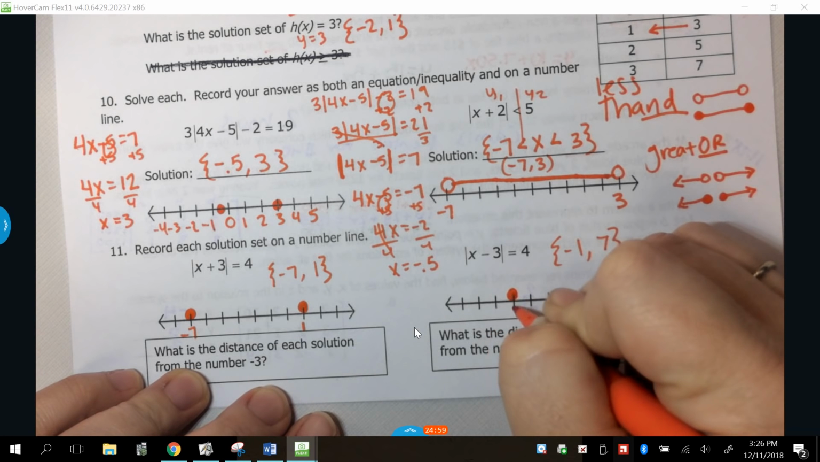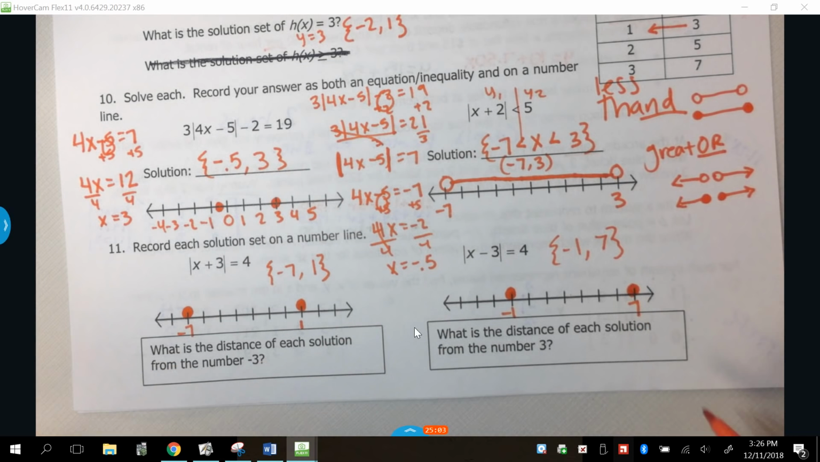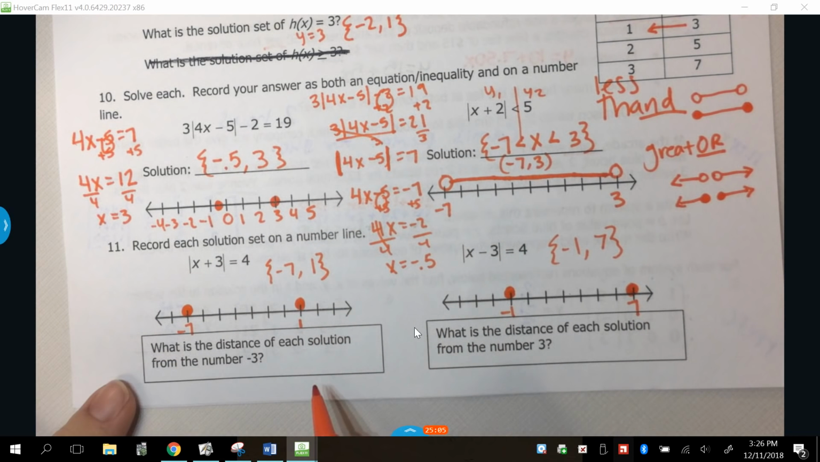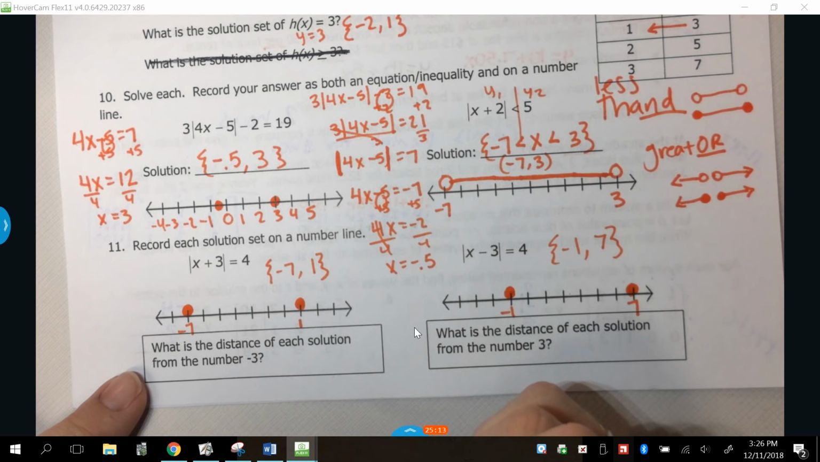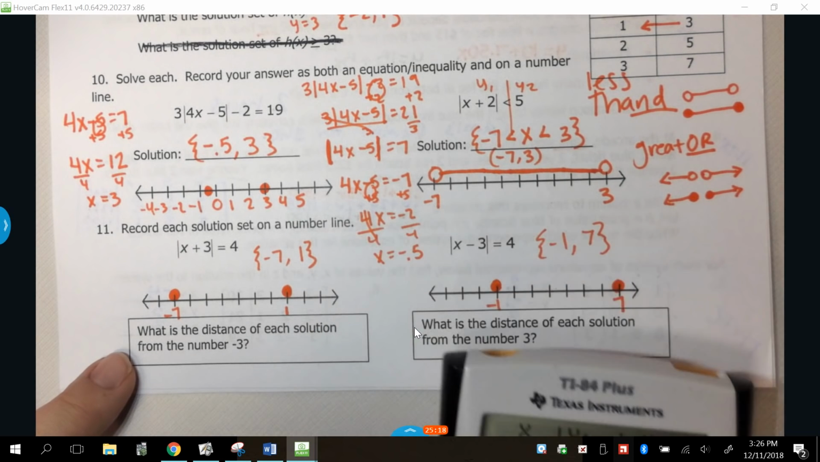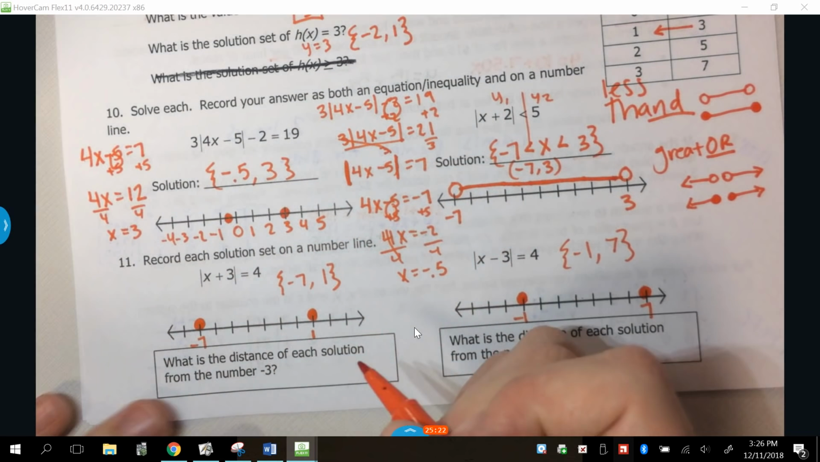Now it says, what is the distance of each solution from the number -3? So I guess I should have done this properly. Oh, it's just going to be the distance of -7 and 1 from the number -3. I should have done this right, huh?